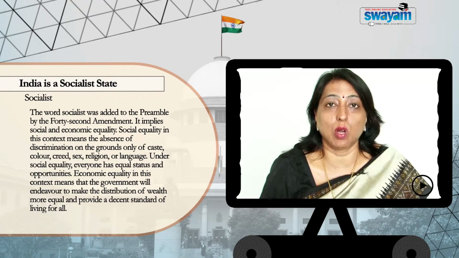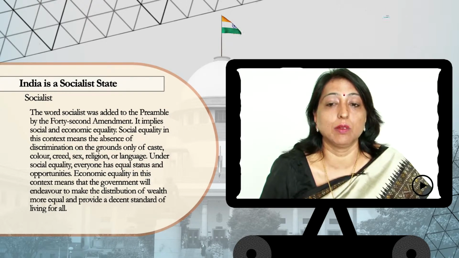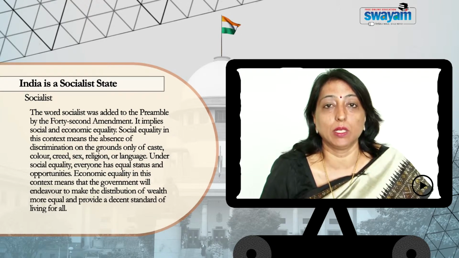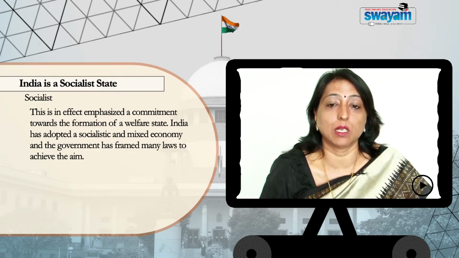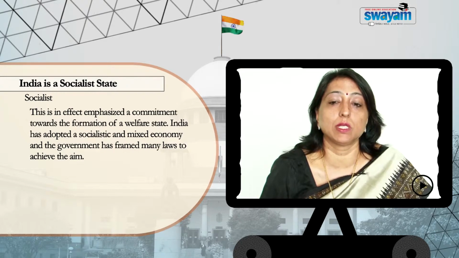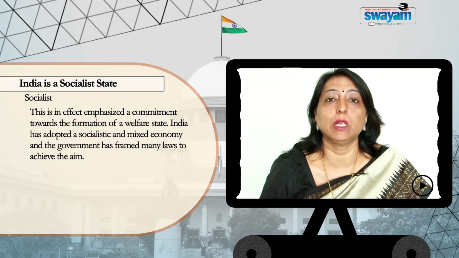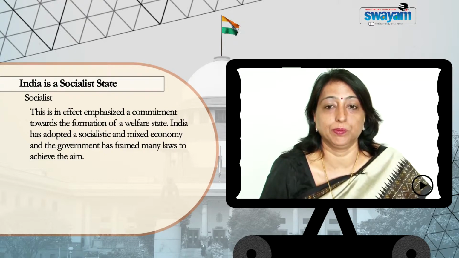Economic equality in this context would mean that the government will endeavor to make the distribution of wealth more equal and provide a decent standard of living for all. This in effect emphasizes a commitment towards the formation of a welfare state. India has adopted a socialistic and mixed economy, and the government has framed many laws to achieve this aim.